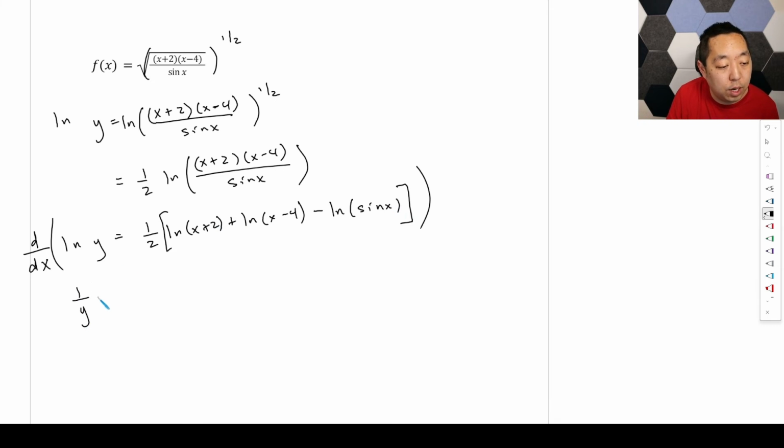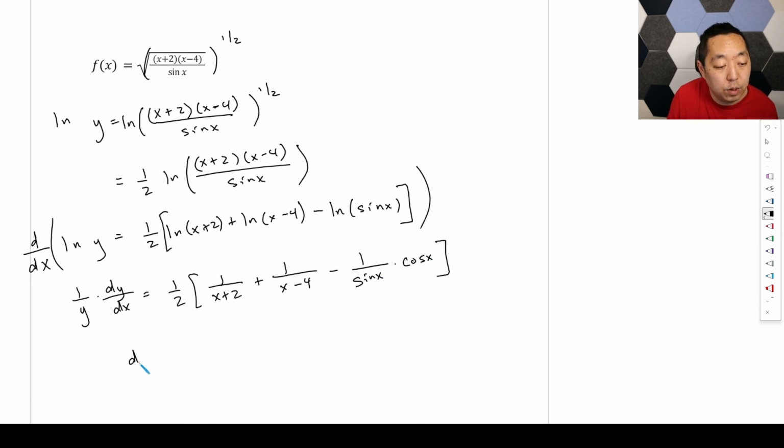This is 1 over y dy dx. And this is 1/2. And then let's just take the derivative of each of these. This would be 1 over x plus 2. The inner function is not x, so multiply by the derivative of that, which is just 1. Plus 1 over x minus 4 times the derivative of the inner function x minus 4, which is 1. Minus 1 over sine x times the derivative of sine x, which is cosine x.